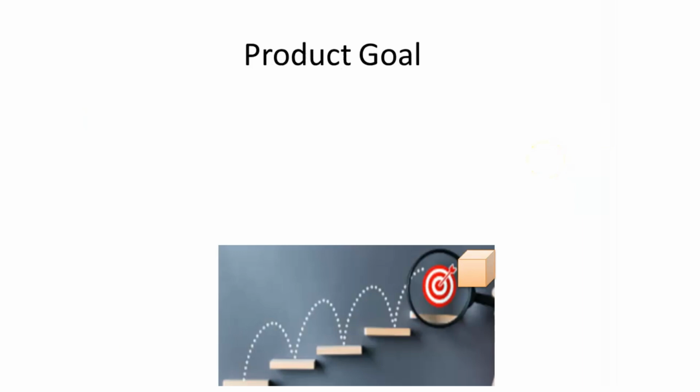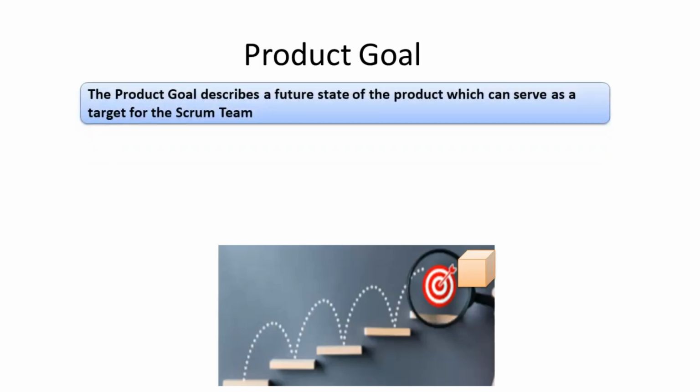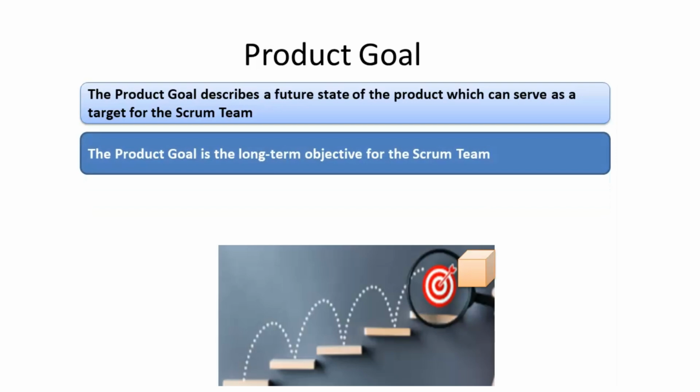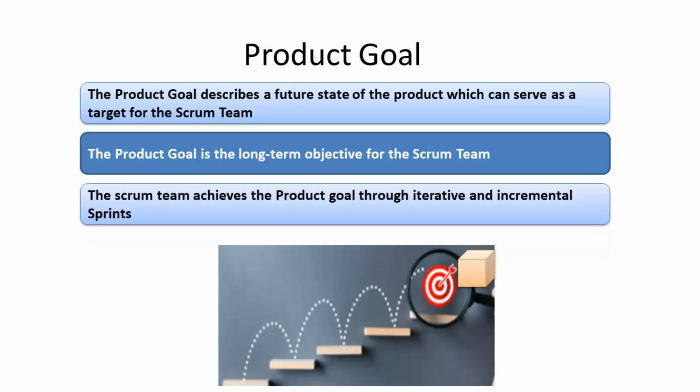Let us now discuss and understand the product goal. The product goal describes the future state of the product, the long term objective, and it serves as a target and guiding light for the Scrum team. The Scrum team achieves the product goal through iterative and incremental sprints. The product goal is a commitment in the product backlog, and the rest of the product backlog items emerge to define what will fulfill the product goal.